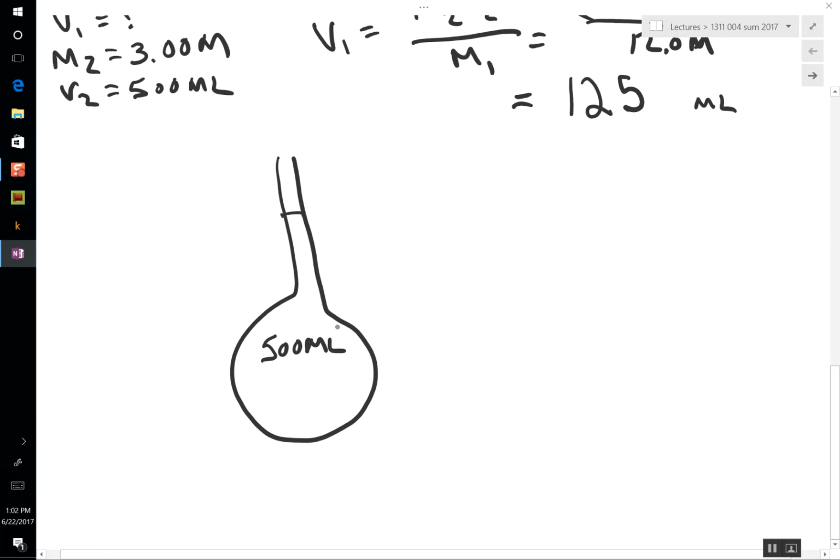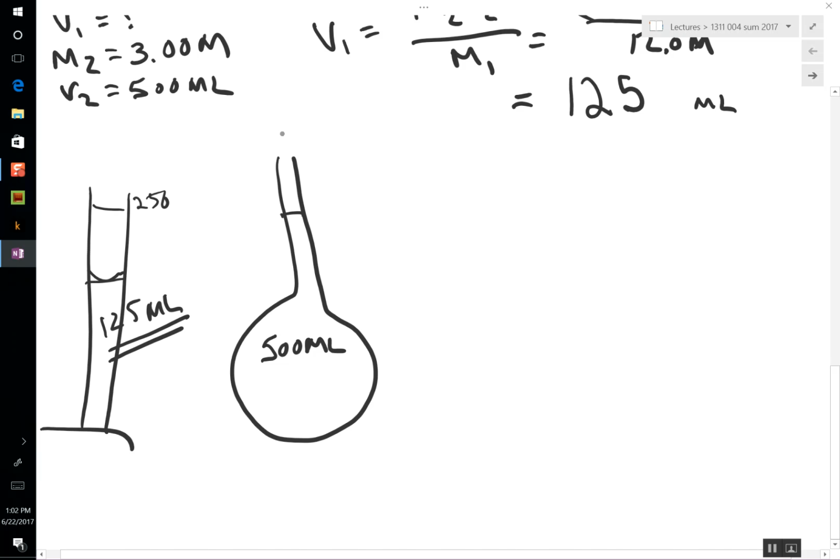volumetric flask. They would get a graduated cylinder, about a 250 milliliter graduated cylinder, and they would get 125 milliliters of concentrated hydrochloric acid and pour it in here, and then they would add water, distilled water, right up here. This is violating a little bit of a lab rule. You should add acid to water and not water to acid.